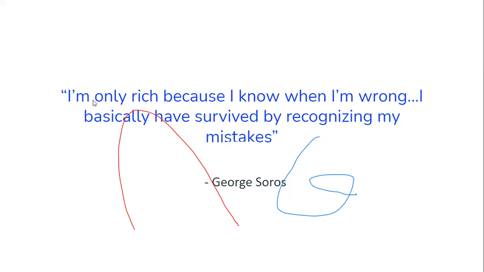So this story involves a person named George Soros. He said, "I'm only rich because I know when I'm wrong." That means he's following strict stop losses. "I basically have survived by recognizing my mistakes." He's saying that he is rich just because he knew when he was wrong. He knew when to exit the trade.